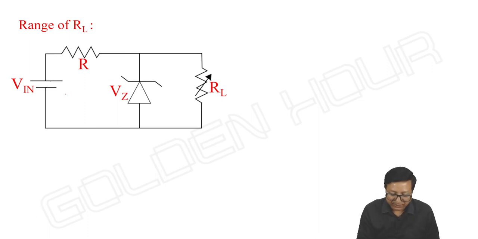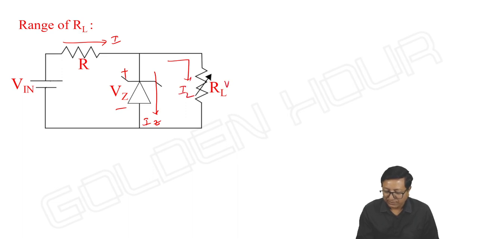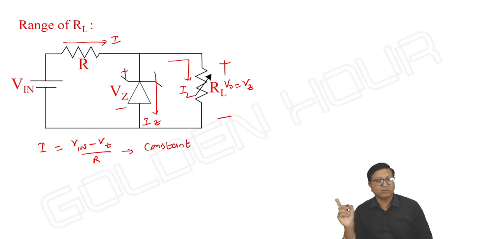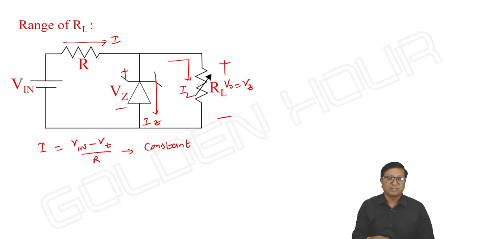Okay. Then let me call this current as I. This is VZ, IZ, IL, and V output is equal to V. See this. First I can write I is equal to V in minus VZ by R. Here V in is constant, VZ is constant, R is constant, and hence I is constant. In the previous case, as RL was constant, IL was constant. Here, as input is constant, I is constant.